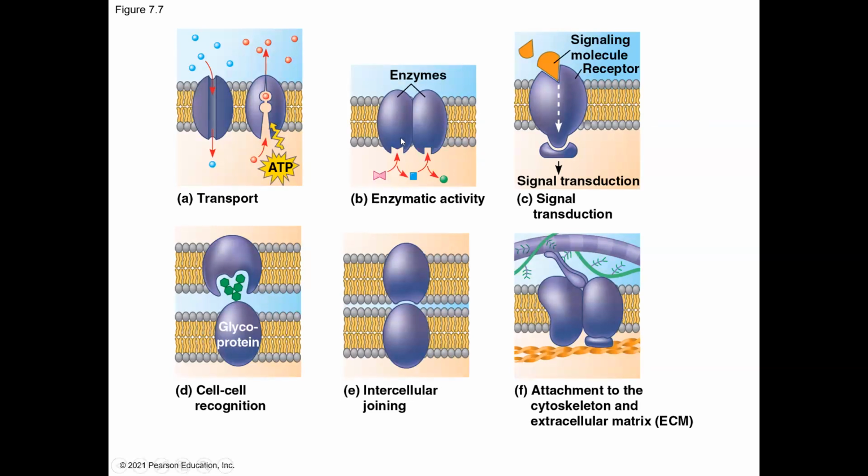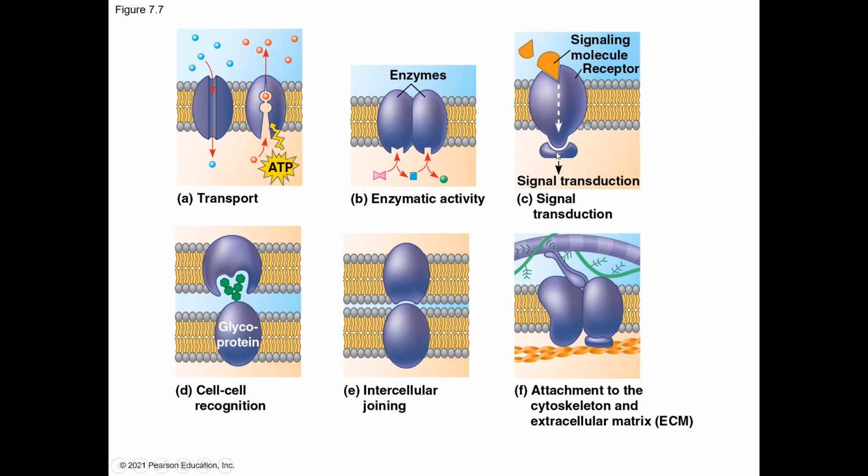Enzymes can sit in the membrane, like for example, they're just using the membrane as a space, as an area where they can do chemical reactions. Enzymes are highly important in that they allow for chemical reactions to occur. They're catalysts, and we'll cover them more in depth as well.